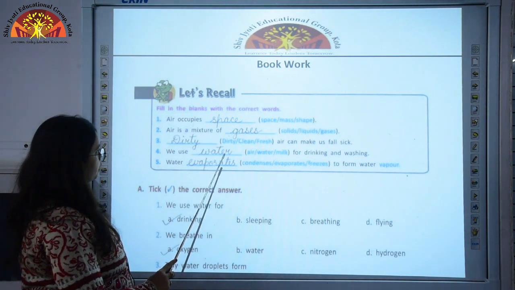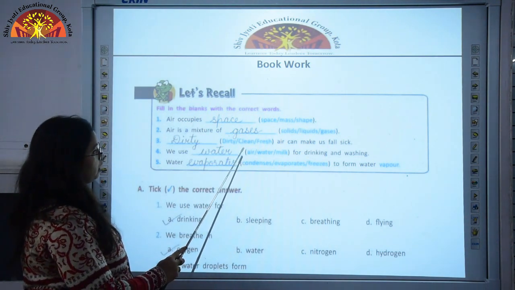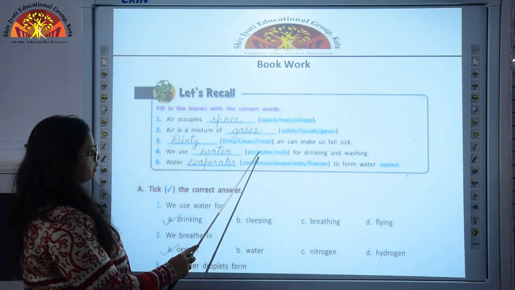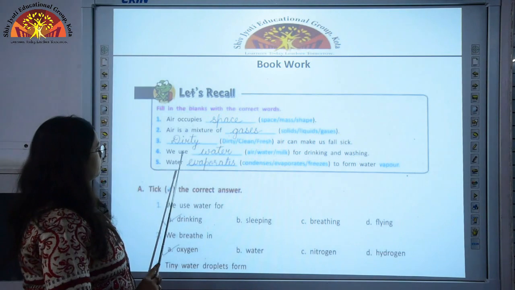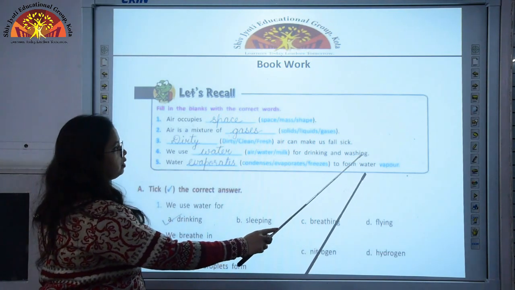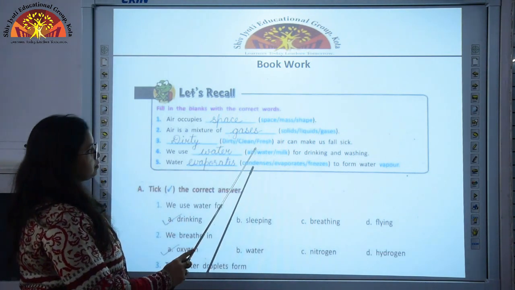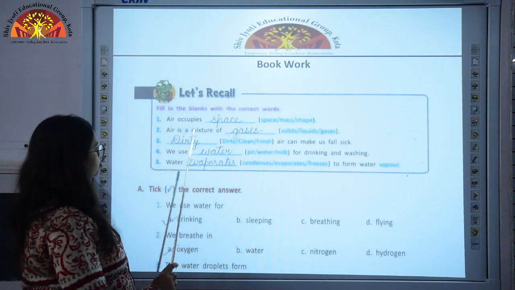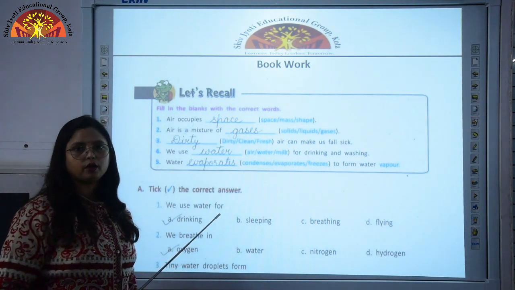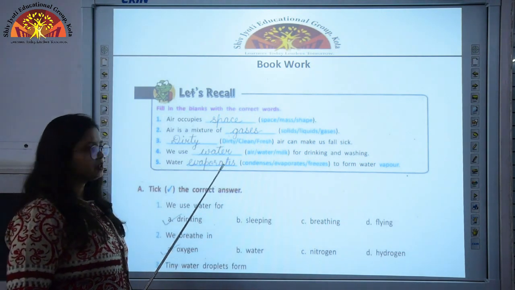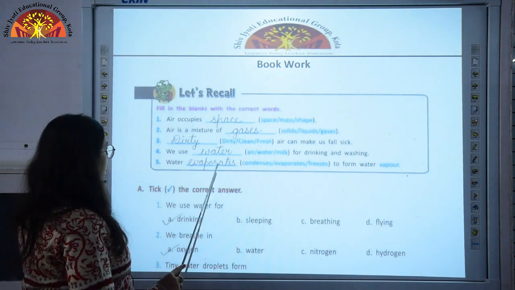So children, what do we use for drinking and washing? Air, water or milk. So here the correct answer is water. So we will write water over here. Water dash to form water vapor: condenses, evaporates, freezes. So children, here evaporation is the process through which the liquid form of water changes into gaseous form. So here we will write evaporates.